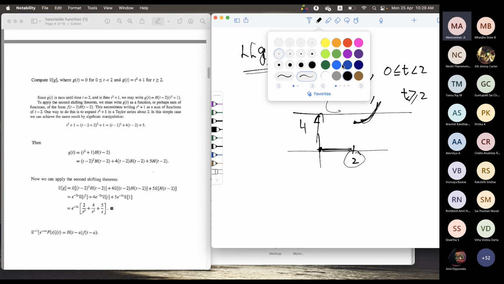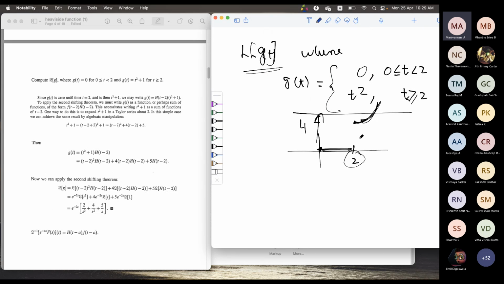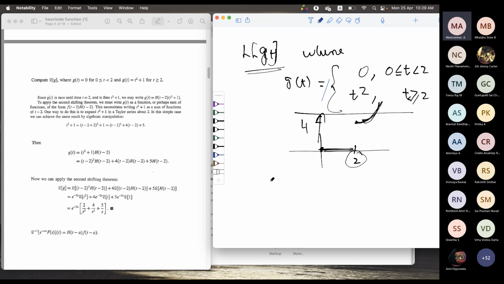Here we are having this nature. So for the Laplace transform, we are going to write g of t using the pulse functions. So how can we write this g of t? If you want to write this using the pulse function, it is 0 times h of t minus 0 minus h of t minus 2. Am I right?